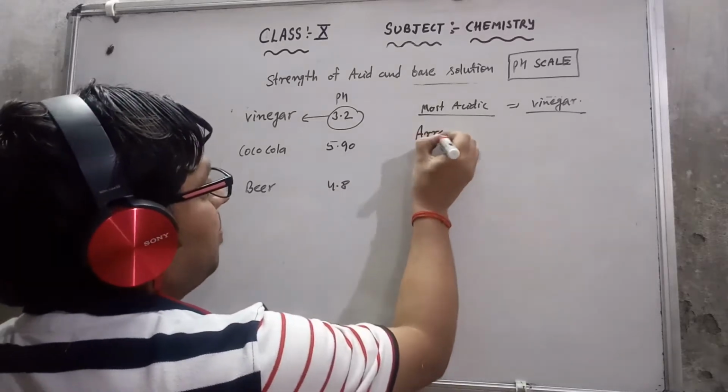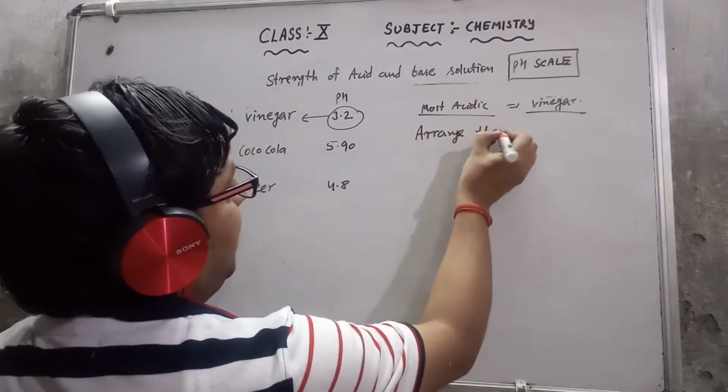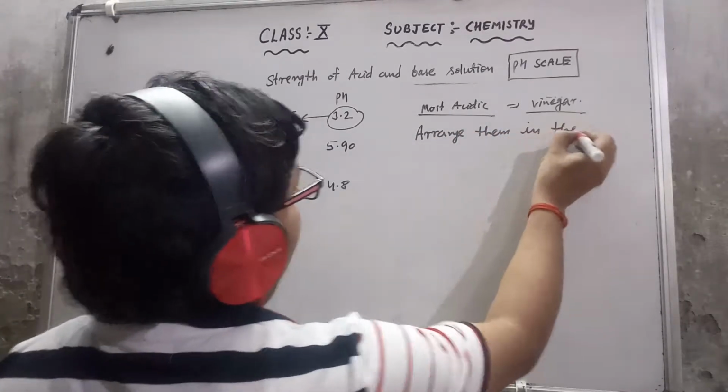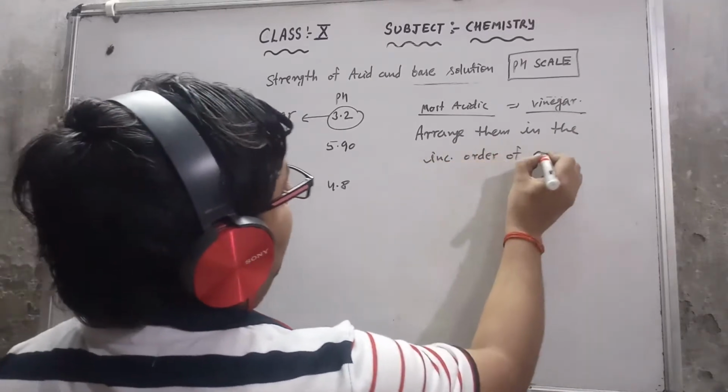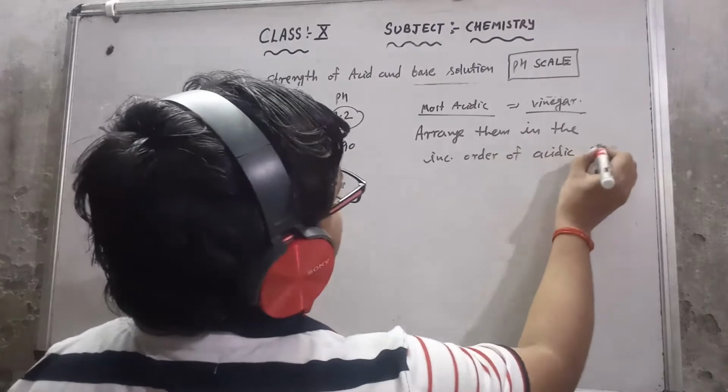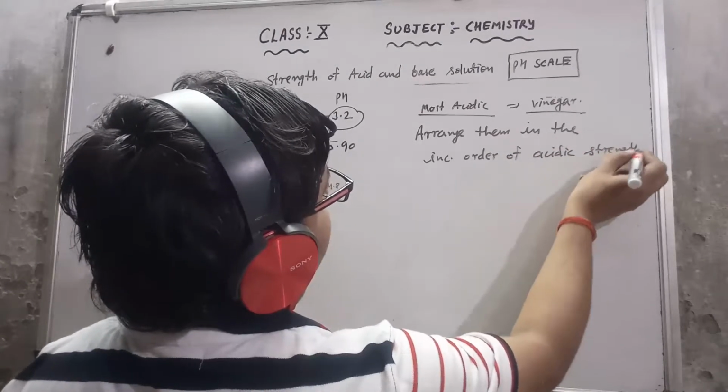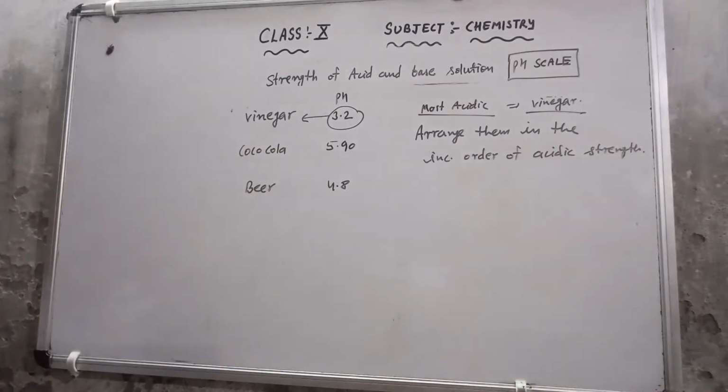Now the second point they are asking is to arrange these in the increasing order of acidic strength. Increasing order of acidic strength, they are talking about. Which one is the stronger acid? Which one has the minimum pH value?